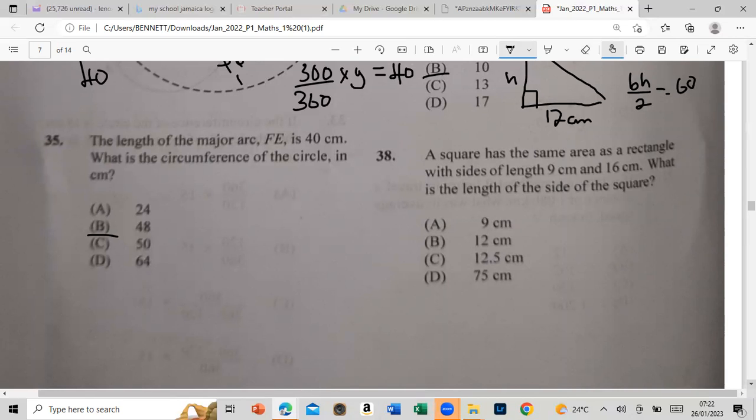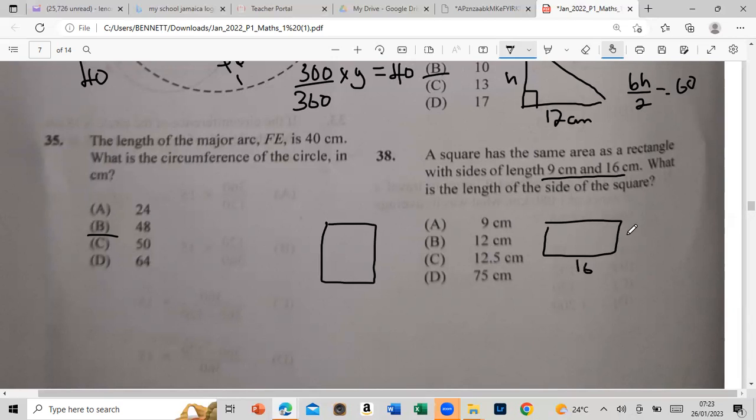A square has the same area as a rectangle with sides of length 9 centimeter and 16 centimeter. What is the length of the side of the square? Alright, so it gave us the rectangle length. Let's work with that and try to figure out the square length. So it's 16 by 9.